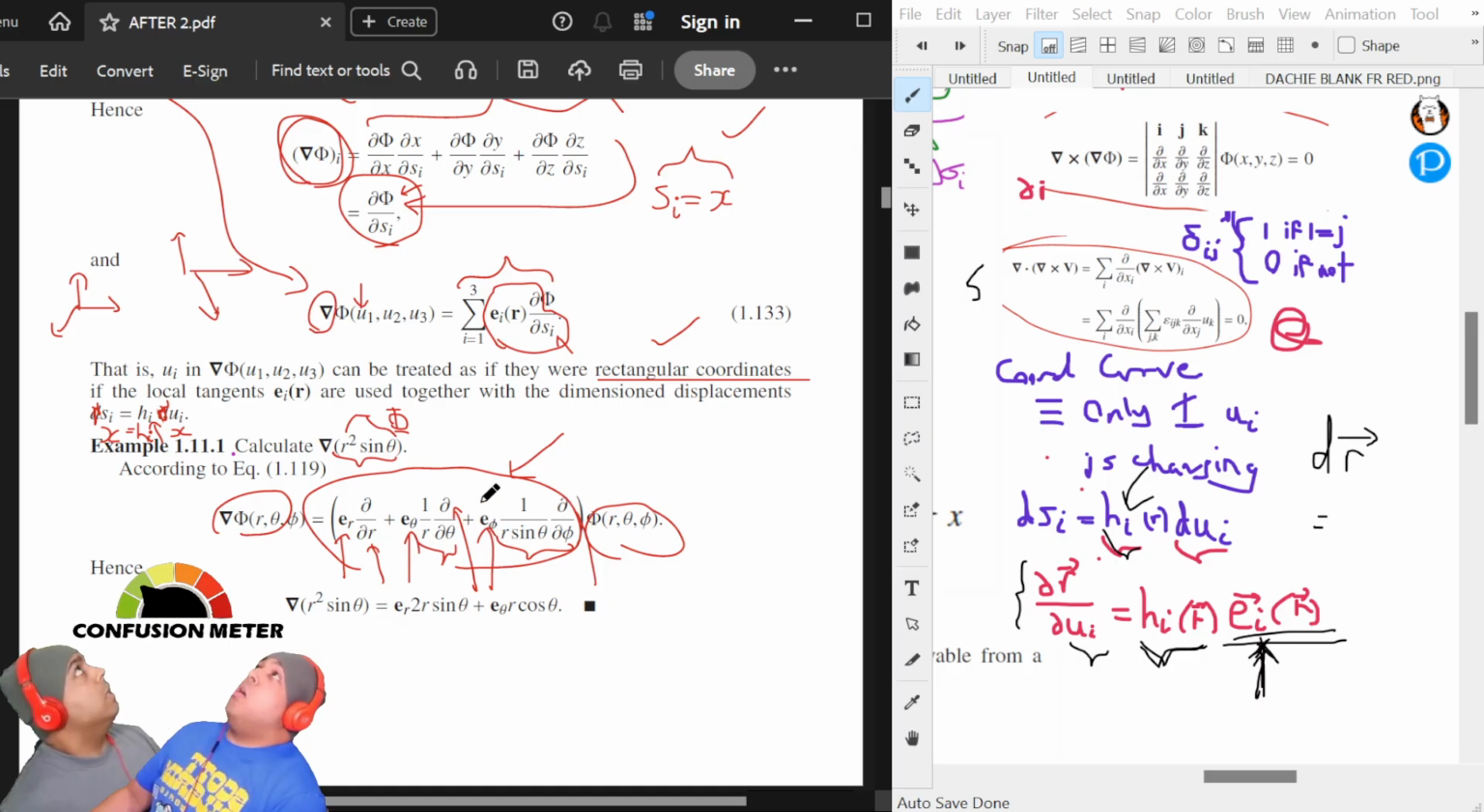Why did this disappear? Del r. Okay, I think I see where it's going. This thing here is actually r squared sine theta. The partial of this is 2r sine theta. Yeah, so good.